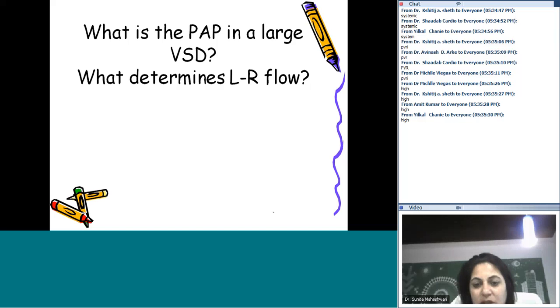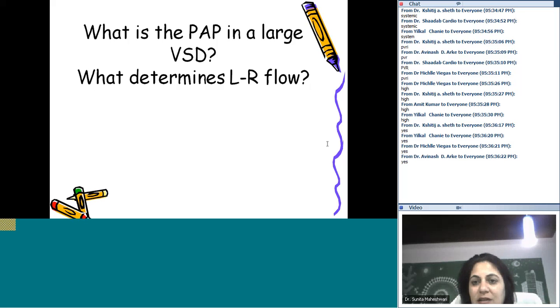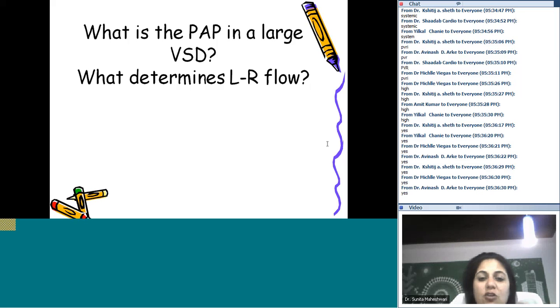Now, can you have severe pulmonary arterial hypertension and yet have low pulmonary resistance? Severe pulmonary hypertension, low resistance. Can those two occur together? All agree? Yes. Can you have severe pulmonary hypertension and high resistance? Yes. So what determines your left to right flow is really your pulmonary vascular resistance.